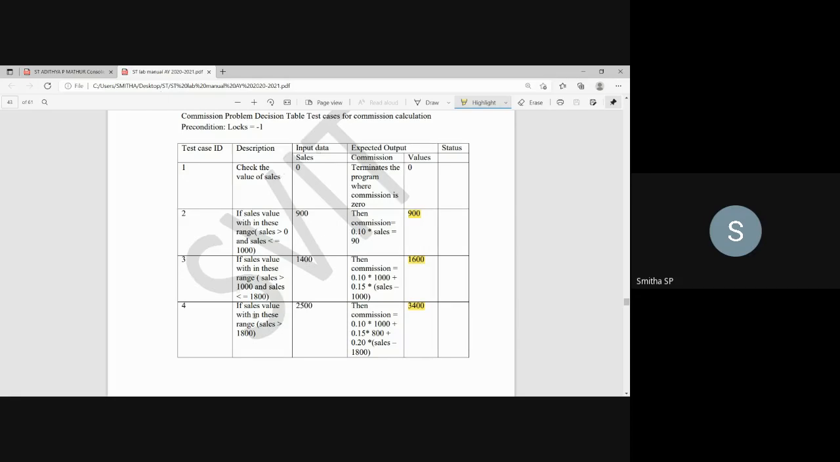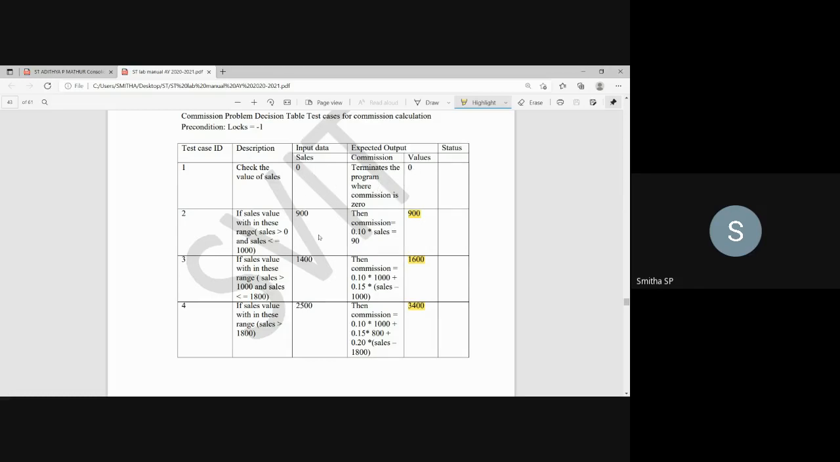So here you have 4 test cases. The first one is to check the value of sales. The description you can write in your own words, that is, what the sales range should be. If the sales value is 0, what should be the output? Otherwise, you can make a random entry within the sales range, and for that you have to calculate the commission. Here the input they have taken is 0. If the sales is equal to 0, the expected output is to terminate the program, where you can't calculate the commission. So if the sales is equal to 0, the commission is 0.